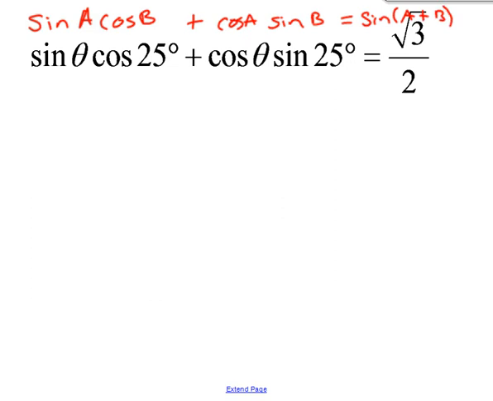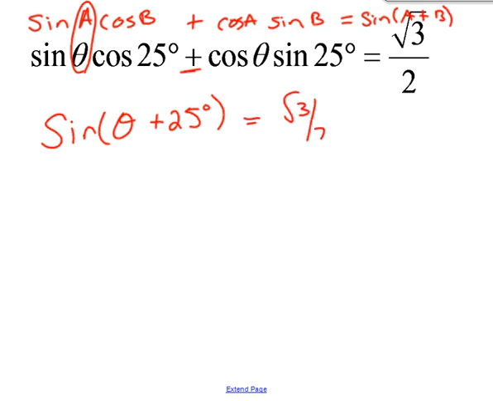So therefore, this is sine. A you can see is theta, so I put theta there. And B you can see is 25 degrees. Remember that the sign stays the same. This is a plus sign, so this stays a plus sign. And then it equals root 3 over 2.